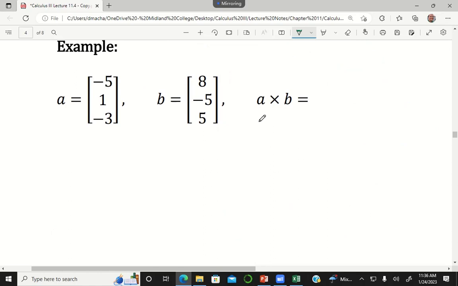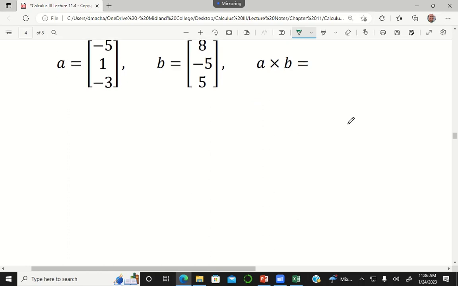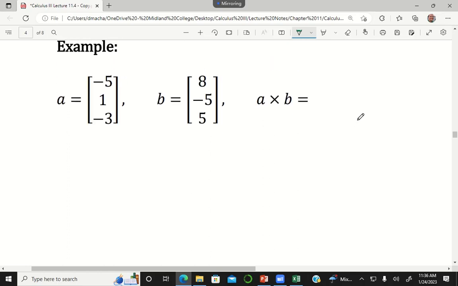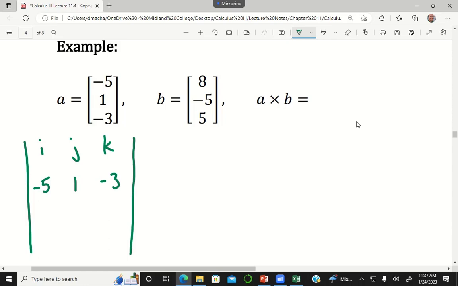We could do another example. It probably is important enough to do another example. So we'll do this, and we might not finish 11.4 today, but that's okay. Here's my vector A. Here's my vector B. Let's find A cross B. So A cross B is going to be the determinant of the matrix where I have i, j, k across the top. Then negative 5, 1, negative 3 here. And then 8, negative 5, 5 across the bottom.